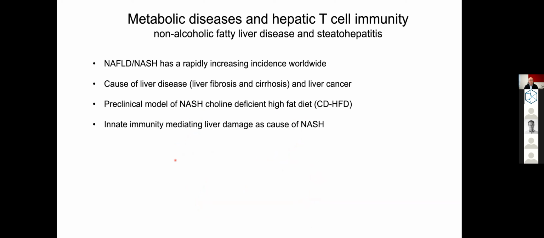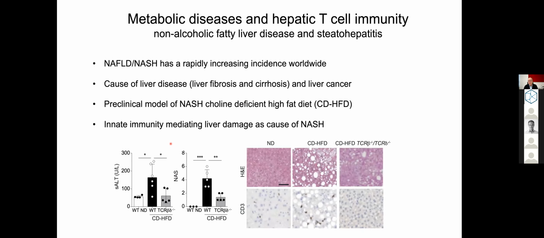There are a number of preclinical models which can be used to study the pathogenesis of this disease. One of the most prominent ones in the field is the so-called choline-deficient high-fat diet, CD-high-fat diet. And I will guide you through a number of observations that we have made using this model together with Mathias Heikenwälder from the German Cancer Research Center in Heidelberg. So far, it is believed that mainly innate immunity is relevant for causing the sterile activation of immunity in the liver in NASH, and was therefore believed to be the main cause of liver damage in NASH. But it has remained ill-defined how this induces liver damage. And therefore, we set out a couple of years ago to study this in more detail.